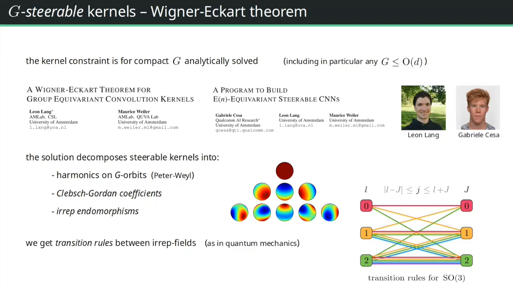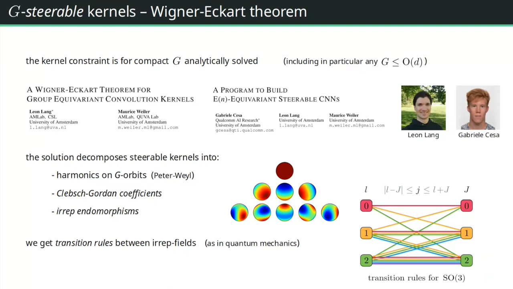And just like in quantum mechanics, we get transition rules between irrep fields. So you may know that in quantum mechanics, you have a certain transition which goes from an orbital of a hydrogen atom to another orbital, and then only certain transitions are allowed, and we have the same here. So that's the example for SO(3): if we go from a scalar field to a scalar field, which is an irrep field of order zero, then we can only use spherical harmonics of order zero, which are actually invariant functions. If we are going from zero to one, we can only have frequency one. If we are going from zero to two, only frequency two counts. But if we are going from one to one, we can have frequencies zero, one, or two.